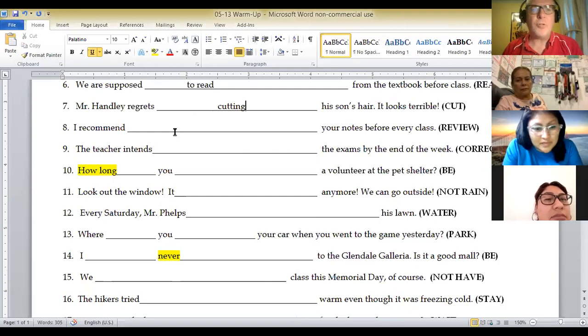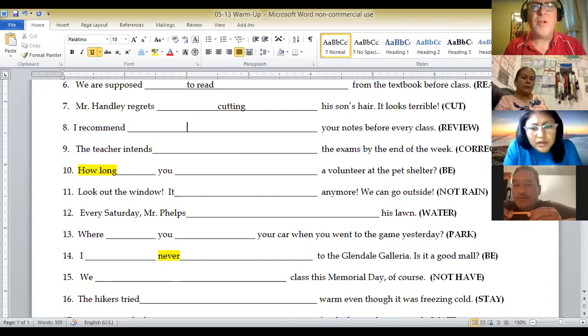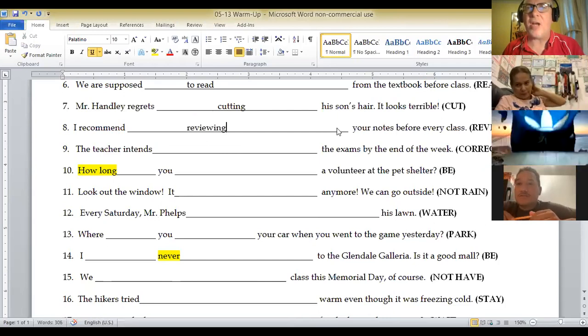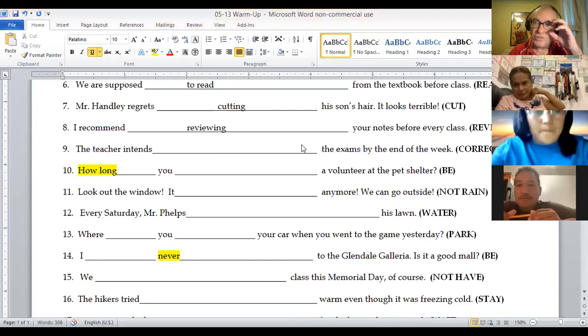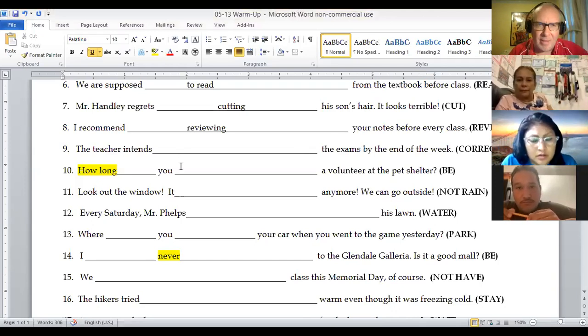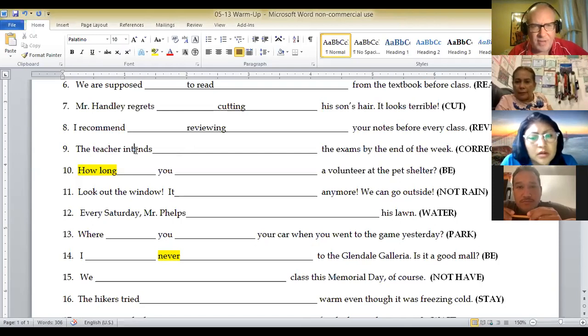Recommend. Should we use gerund or infinitive there? I recommend reviewing. Right, gerund. Remember, suggest and recommend use gerund. What about intend? Gerund or infinitive? Intend, infinitive. That's right. To correct.